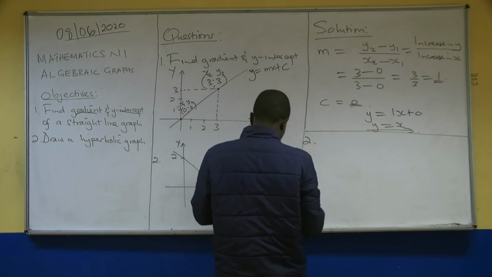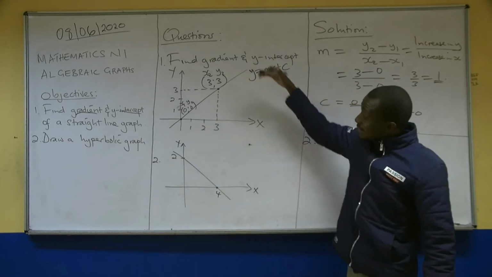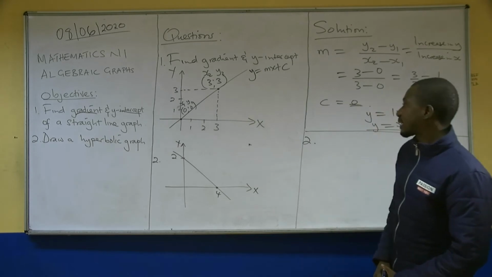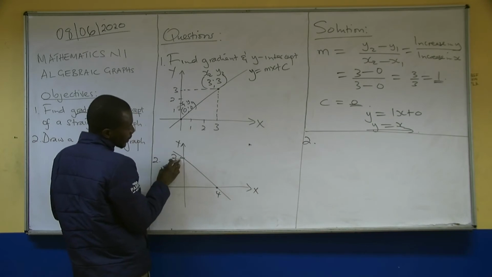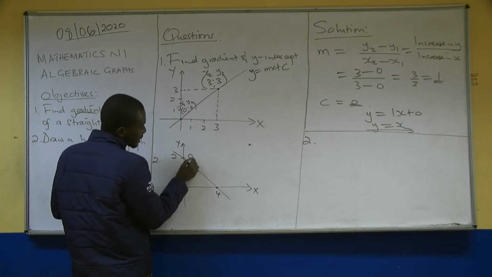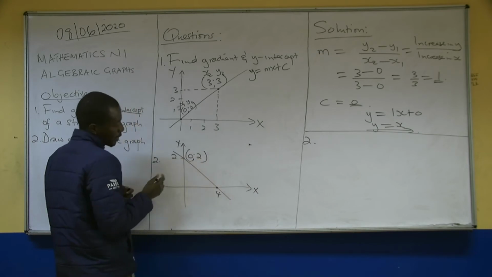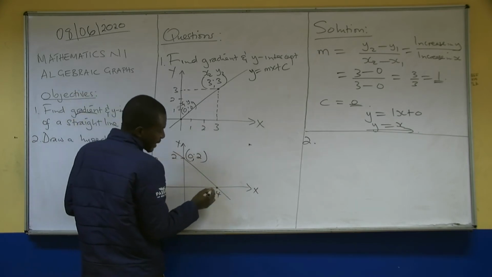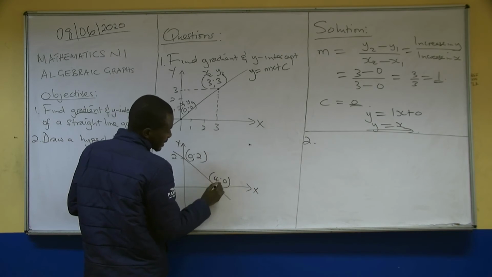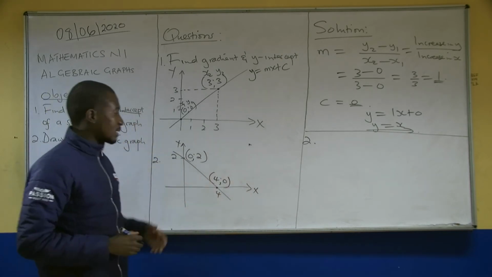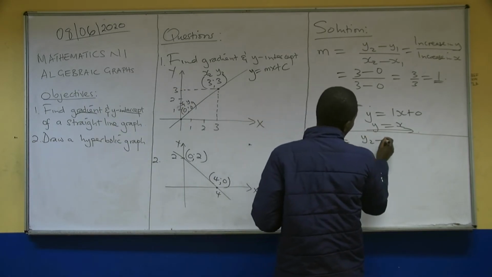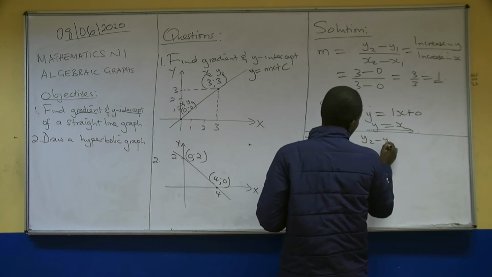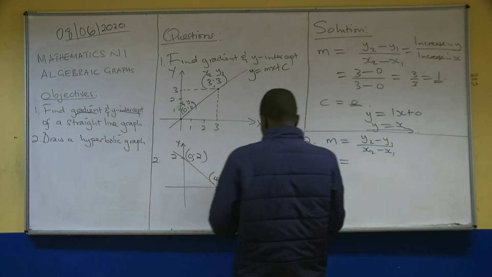Then let's look at question 2. We want to find the gradient and the y-intercept of this graph. Again, we've got 2 points clearly marked. Here we are given y as 2, then it means our x is 0 because it is along the y-axis. Then here x is 4, then y is 0 because it's along the x-axis. With those 2 points, we can say m is equal to y2 minus y1 over x2 minus x1.